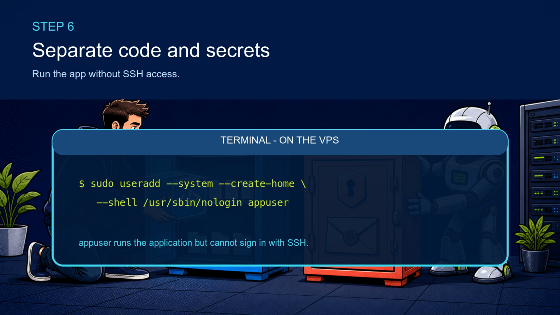Create a system user named appuser. It cannot sign in through SSH. It runs the application without administrator permissions.